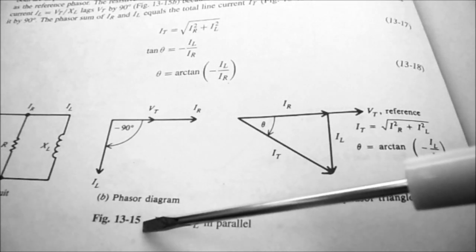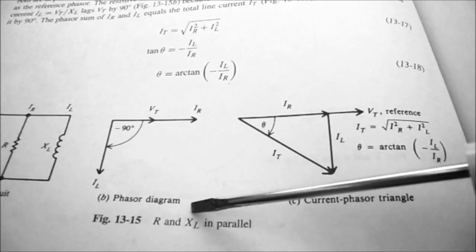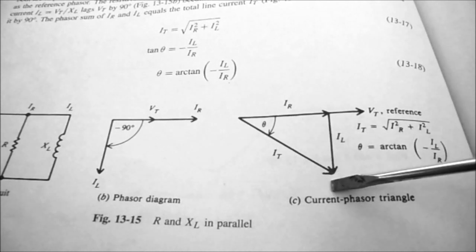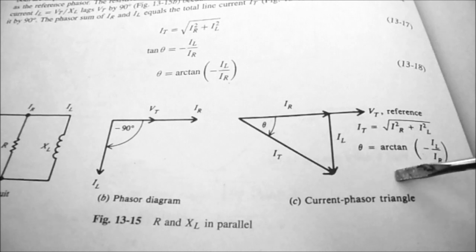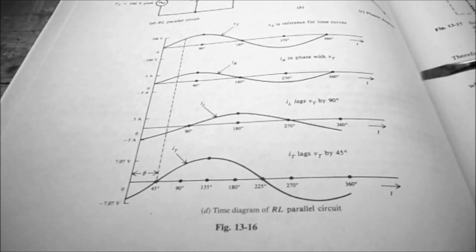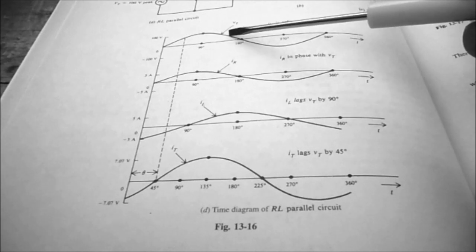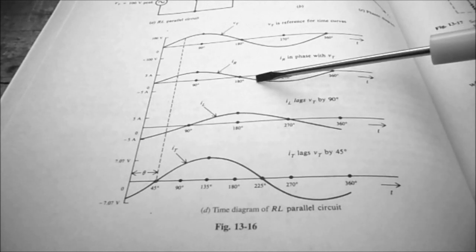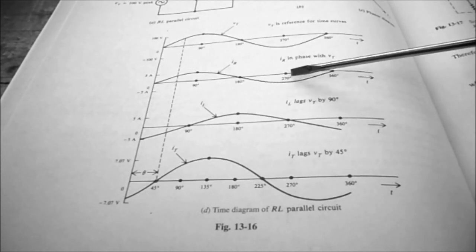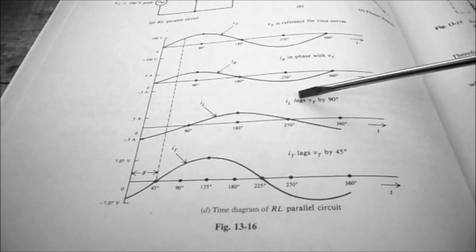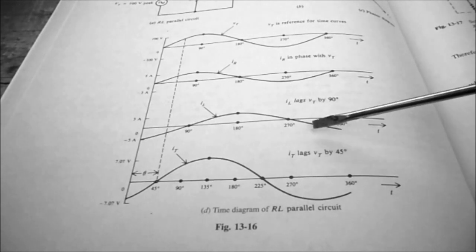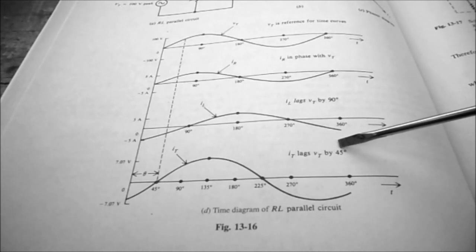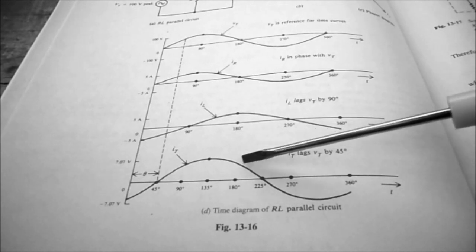In Figure 13-15, we can see R and XL in parallel, and they give us the phasor diagram and the current phasor triangle. And Figure 13-16 in your textbook shows you that VT, or the applied voltage, and IR are in phase. It shows you that IL lags VT by 90 degrees, and in this example IT lags VT by 45 degrees, but that depends on the components used.